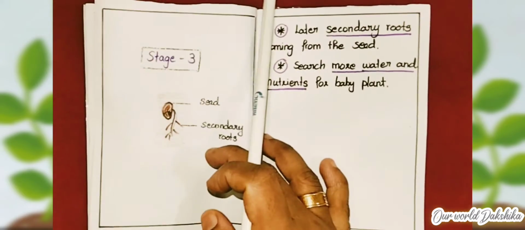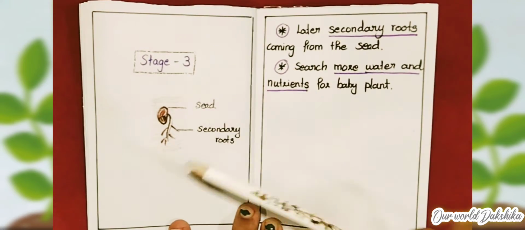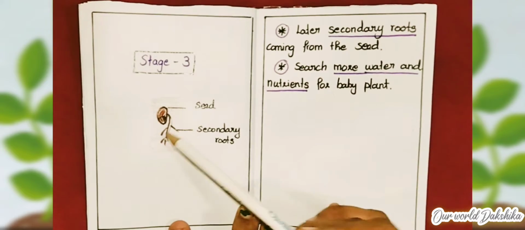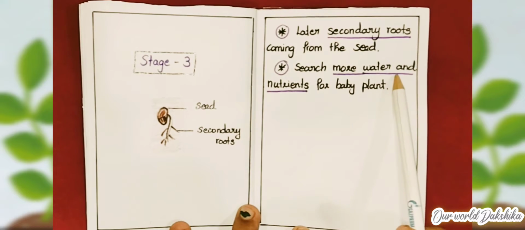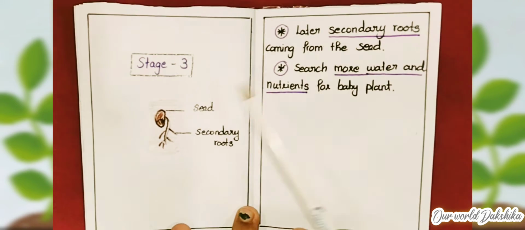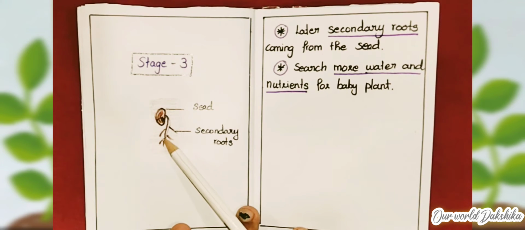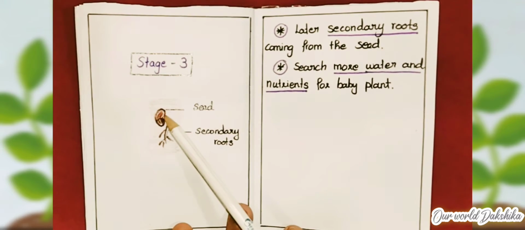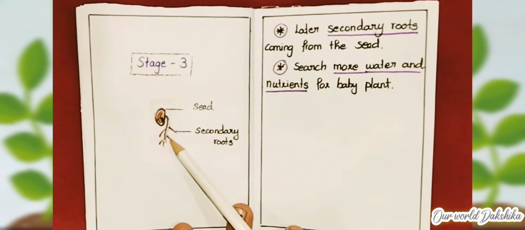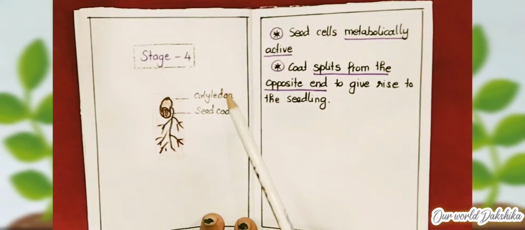Next, stage 3. Later, the secondary roots come out from the seed. This is the primary root, and these are the secondary roots. They search for more water and nutrients from the ground for the baby plant. This is stage 3.